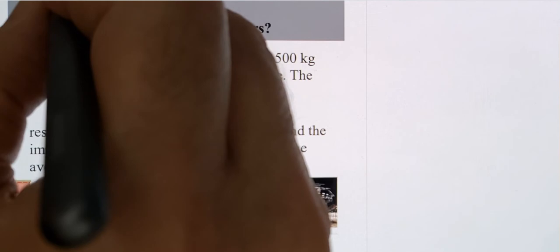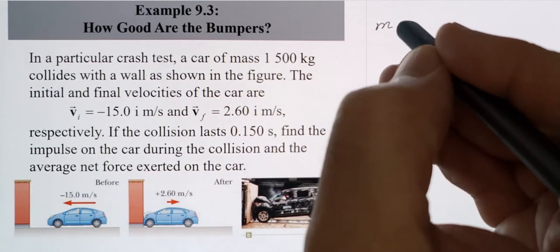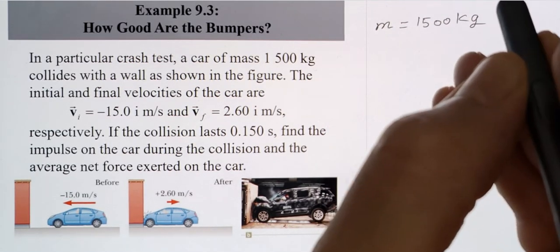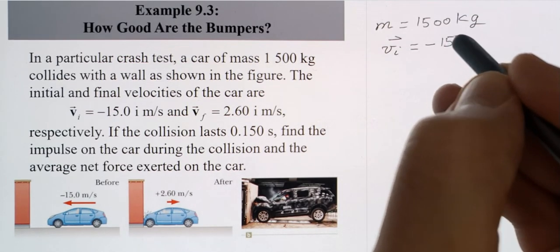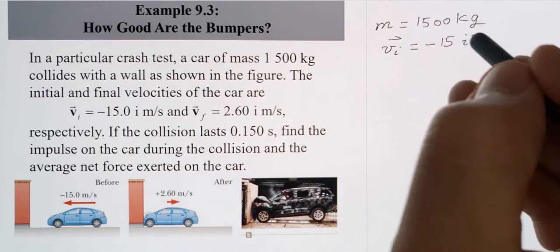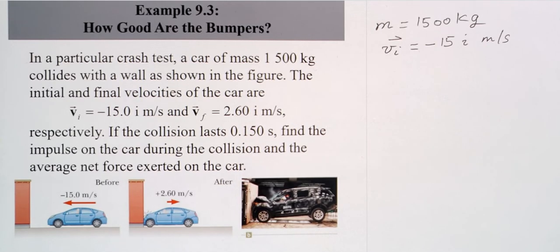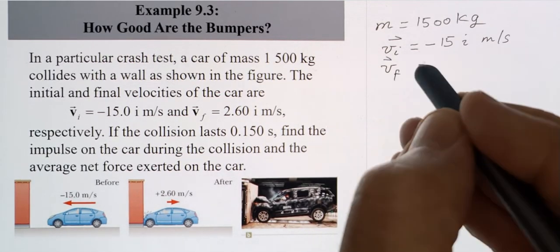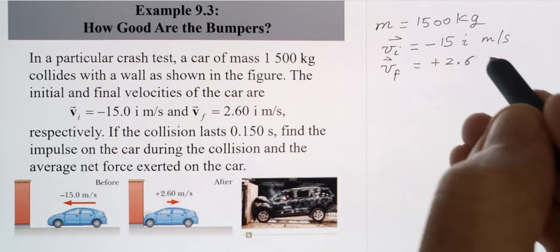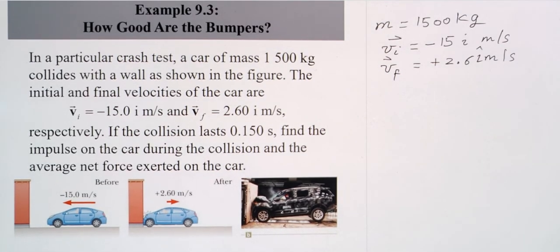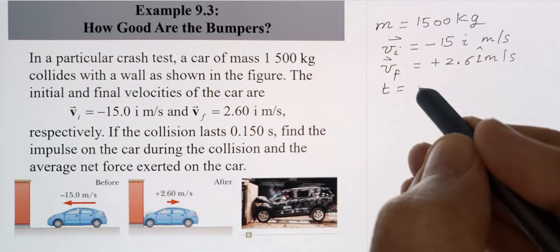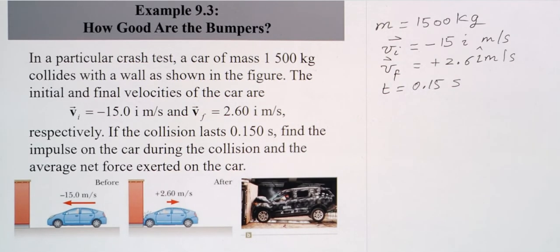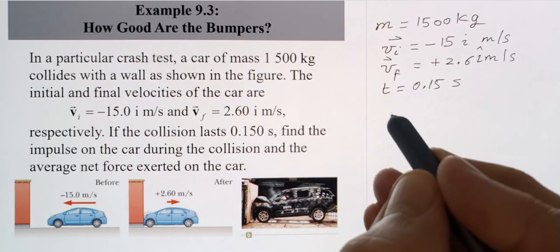So what is the information given to us? The mass of the car is 1500 kilograms. The initial velocity of the car is equal to minus 15 in the I direction, meters per second. Exactly, that is correct. And V final is equal to plus 2.6 meters per second in the I direction. And he also gave us the time of the impulse, 0.15 seconds.